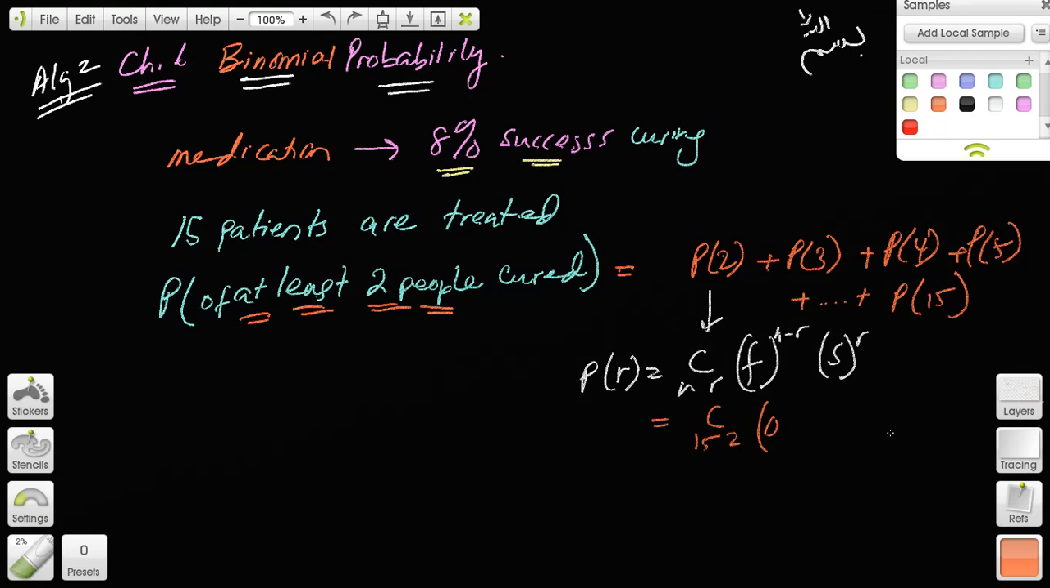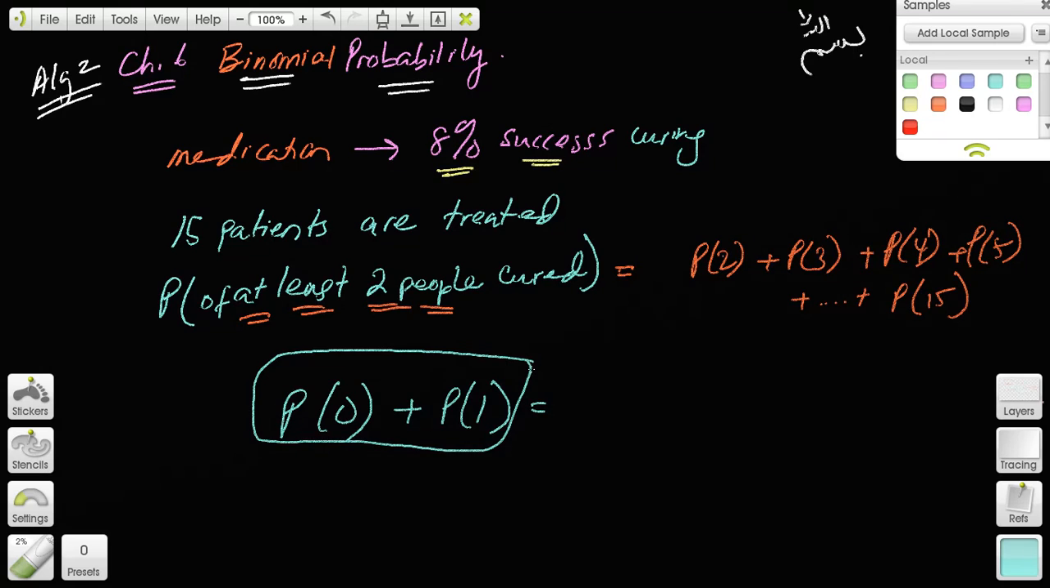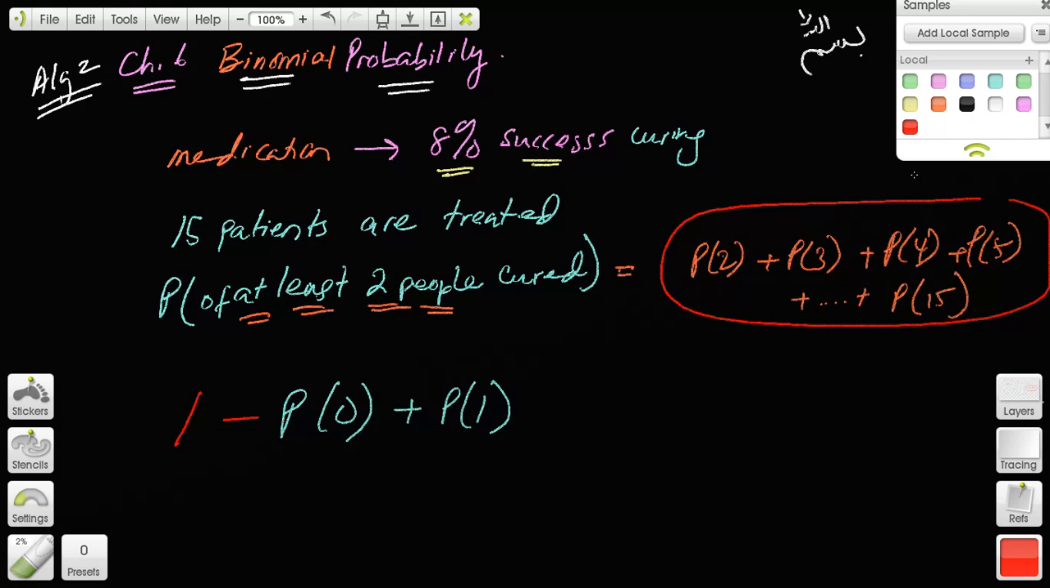Yes, it is. But the point of this problem is to show you the shortcut. For the probability of at least 2 people being cured, find the probability of nobody being cured and the probability of exactly one person being cured. That's going to be easier to do. Then you subtract this from 1, because all probabilities have to add up to 1. It'll give you the probability of the rest of them, because all possibilities are the probability of 0 people, 1 person, plus all of the others.